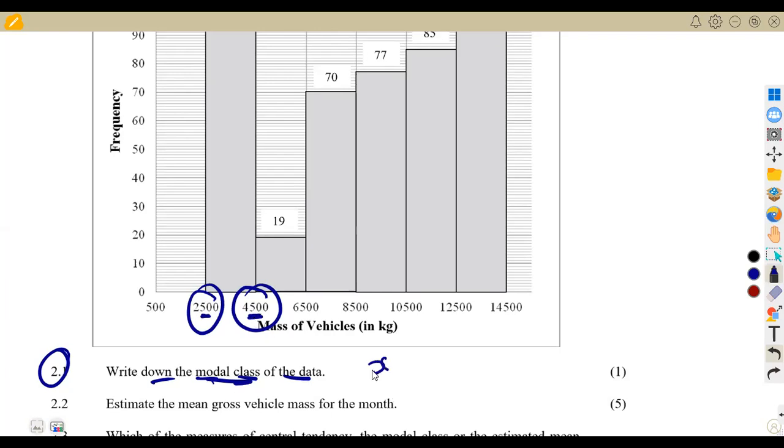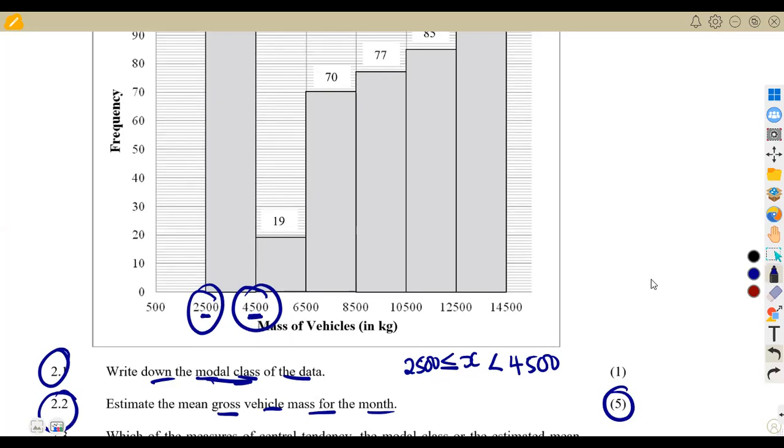So you write X is greater than or equal to 2,500, but the same X is going to be less than 4,500. That's how you're going to have our class. Then, estimate the mean gross vehicle mass of the month. This is the major part of the question, why I had to come out with this question.